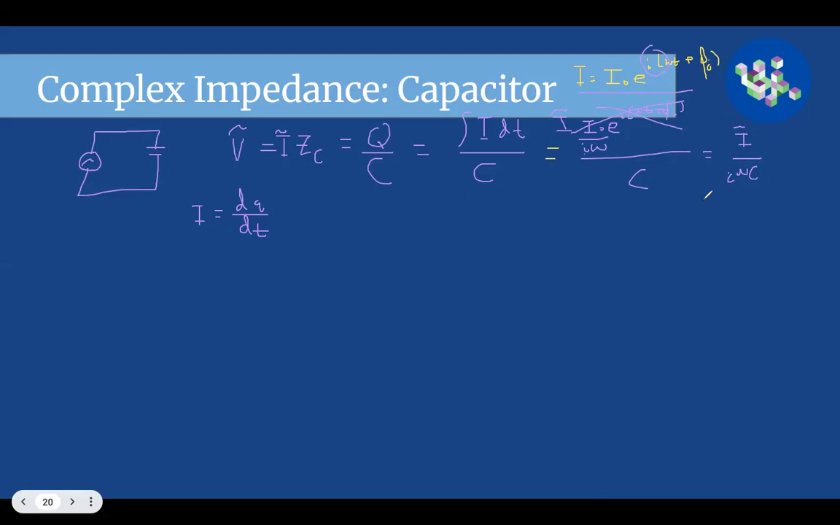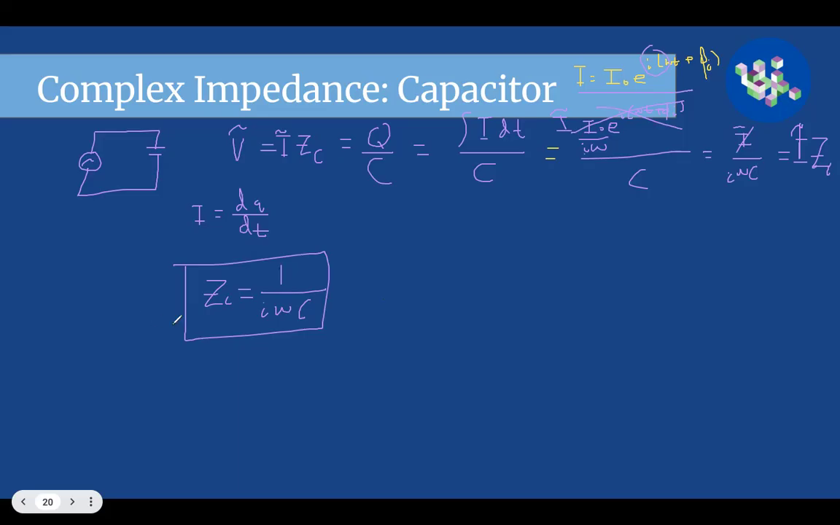That's really useful because I can equate it to I times the complex impedance. And what does that mean? Well, I just cancel I from both sides, obviously. So I get the complex impedance of a capacitor, which equals 1 over i omega times C. That's what we get for the complex impedance of a capacitor.